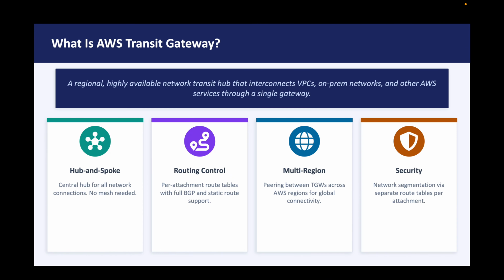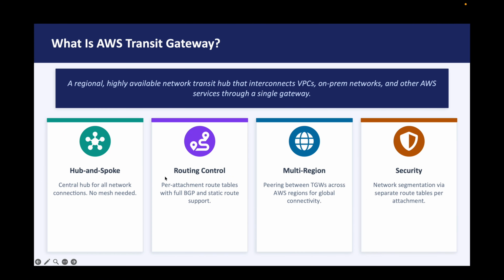The traffic goes from spoke A to the hub, then to spoke B, and you control exactly which spoke can reach which other spoke using route tables. Now there are 4 characteristics. First one is the hub and spoke model. This is the core architecture. Instead of a mesh, you have a star topology. Everything connects to a transit gateway, and the transit gateway routes traffic between them. Much simpler to manage and reason about.